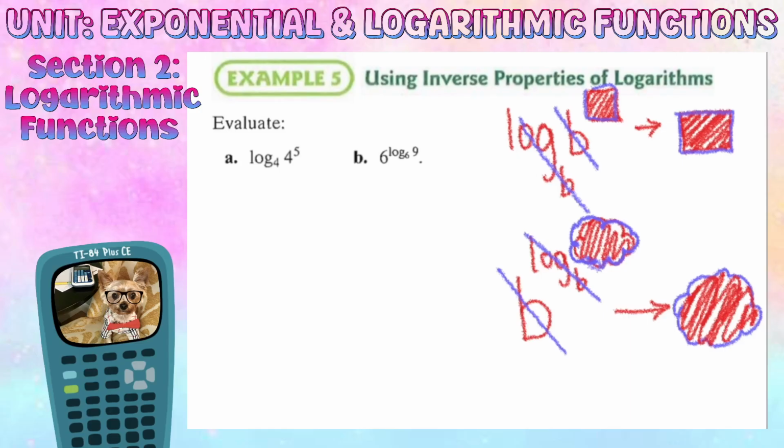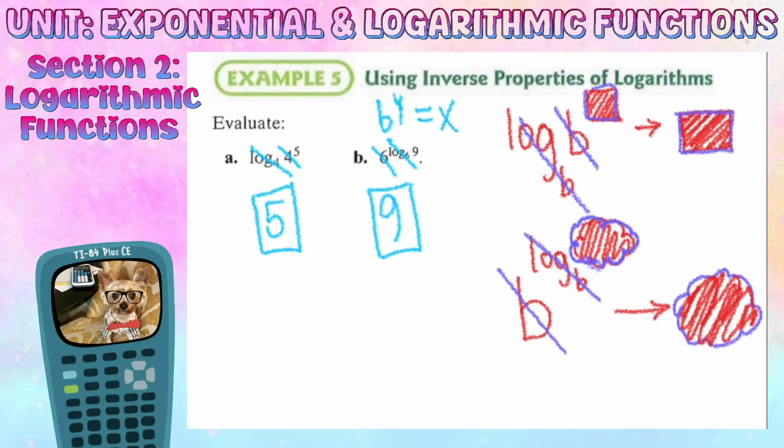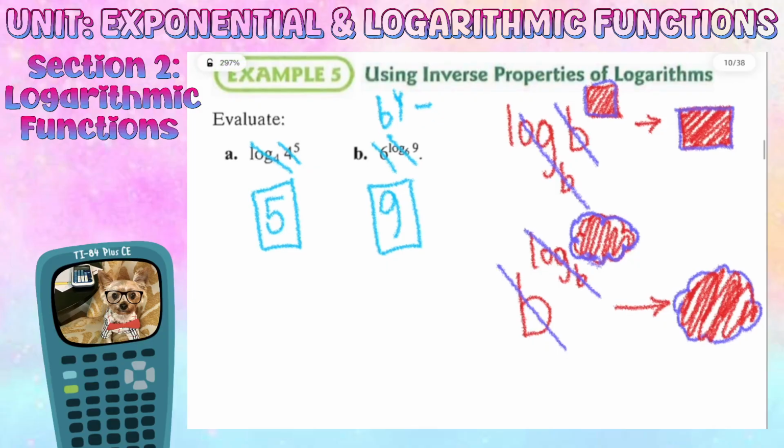So what do we got over here? Example 5a, log base 4 and 4 are gone, and the answer is 5. Done. 6 and log base 6 are gone, and the answer is 9. That is it. Now sometimes do they get trickier? Yes. That's why I can go into more depth. You could think of this as b to the y, set it equal to x, and rewrite it in log form. And you could think of this as log base b of x, set it equal to y, and rewrite it in exponential form. That's your big fat clue for doing those.